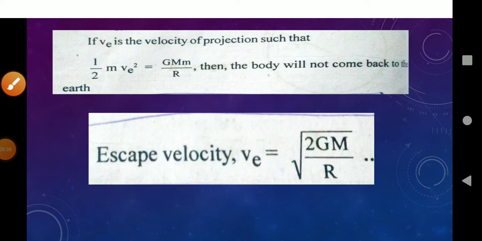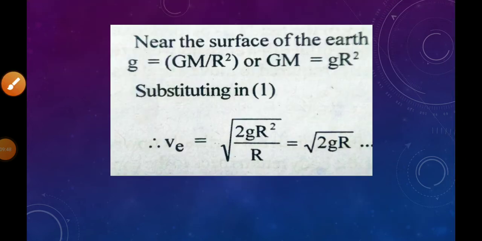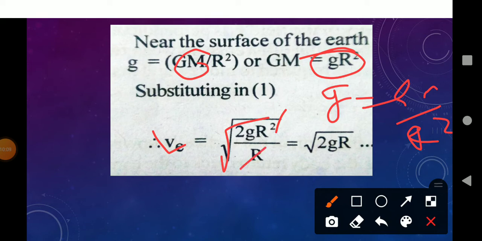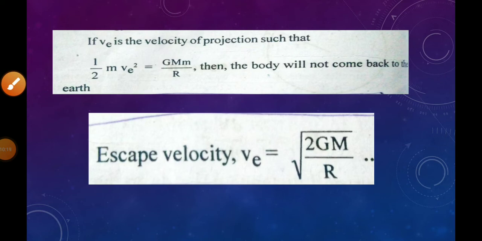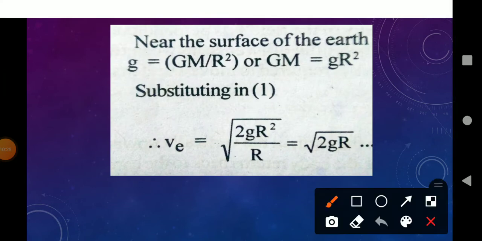So the escape velocity depends only upon the mass of the earth, the radius of the earth, and G. Near the surface of the earth, we can take the acceleration due to gravity g equal to GM by R squared, so GM can be written as gR squared. By rearranging, v_e is equal to root 2gR squared by R; the R cancels out, and v_e is equal to root 2gR. Remember these two equations, it's really easy: v_e equals root 2GM by R, and also v_e equals root 2gR.